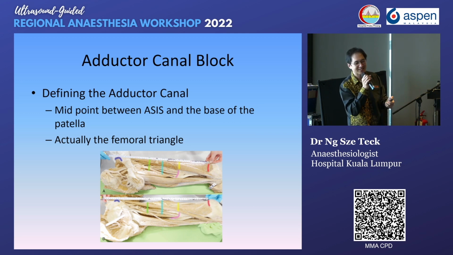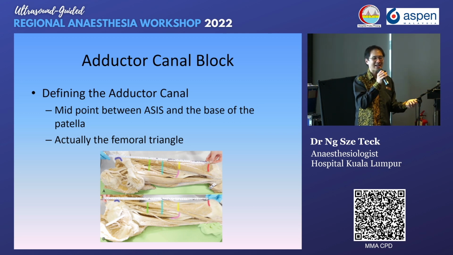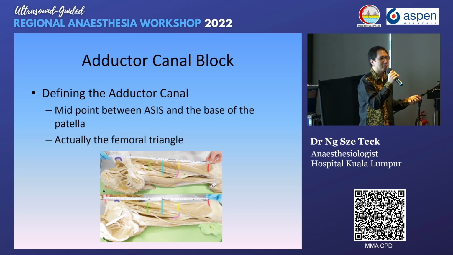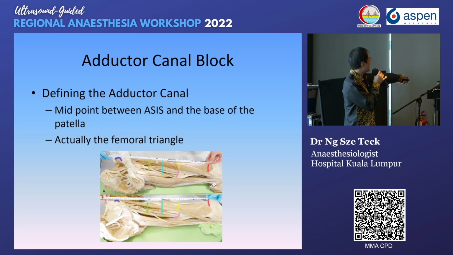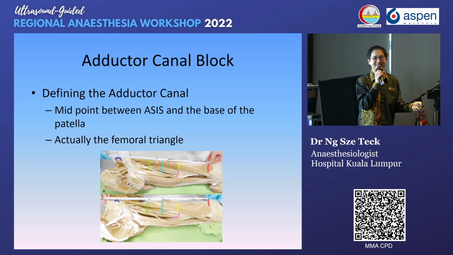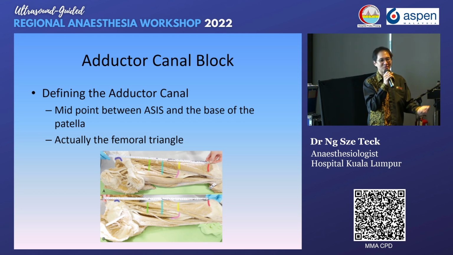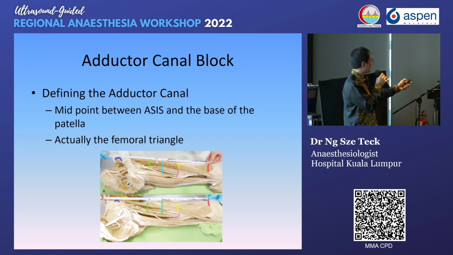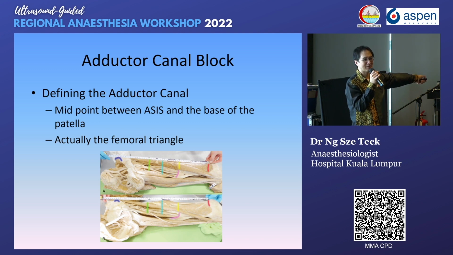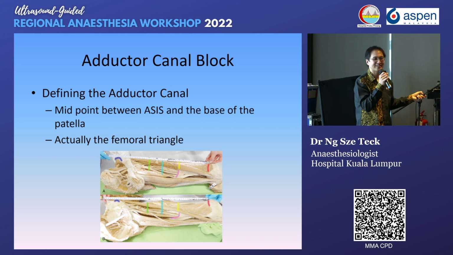So where is the adductor canal? This is a very controversial thing. Anatomically, people use the midpoint between the ASIS and the base of the patella as a landmark for the adductor canal. But this has resulted in a lot of argument. People say that no, actually that is the femoral triangle. Previously, how would we know? We didn't even have ultrasound. We don't dissect our patients, so we just used the midpoint between the ASIS and the patella, injected there, and called it the adductor canal. But a lot of people say no, that's actually the femoral triangle.